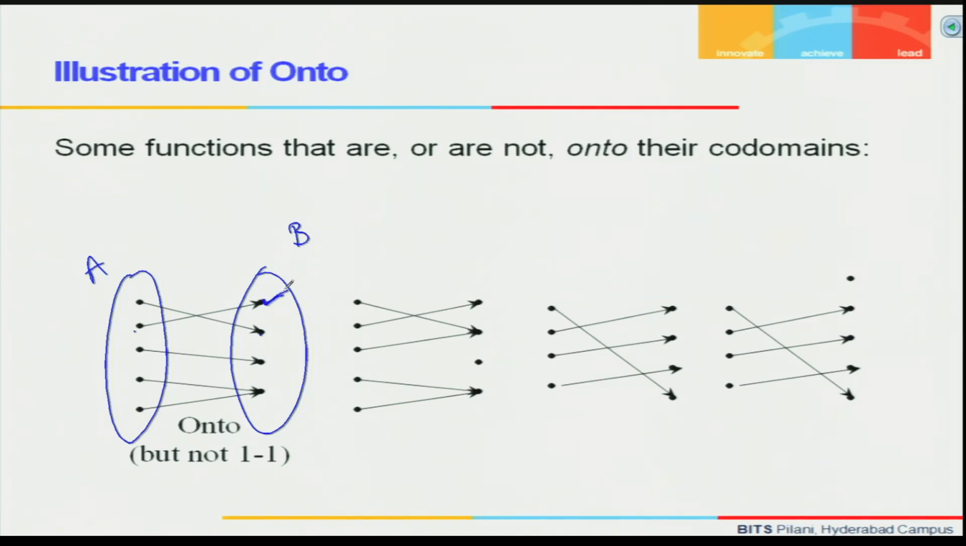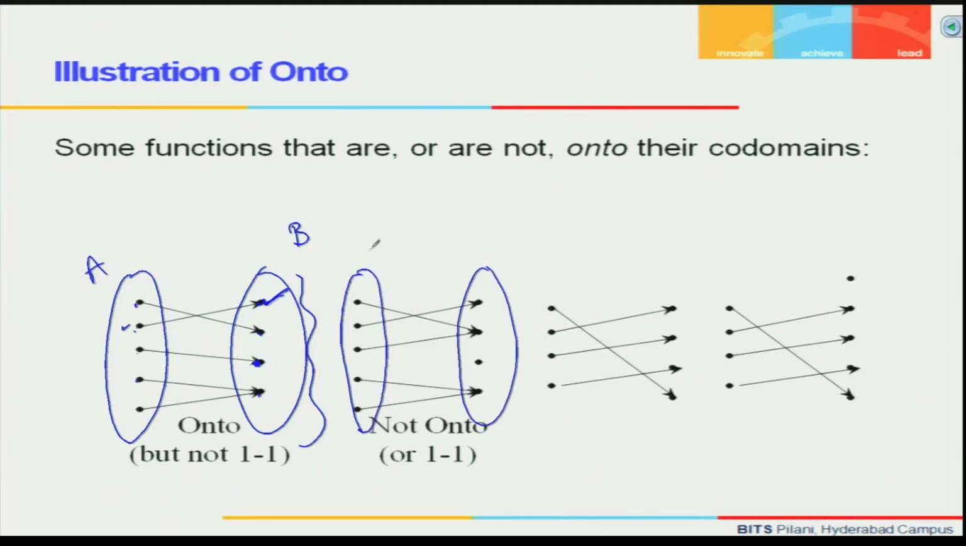This element has a pre-image here. This element has a pre-image here. This element has this as pre-image, this one has this, and this one has this. So all the elements here have pre-images. Hence this is an onto function. And let us look at this particular function. This is A and this is B. Here this element has a pre-image, this element has a pre-image, but this one doesn't have a pre-image. Hence it is not an onto function.